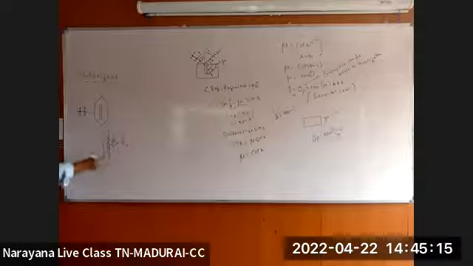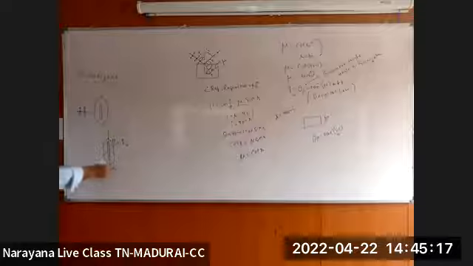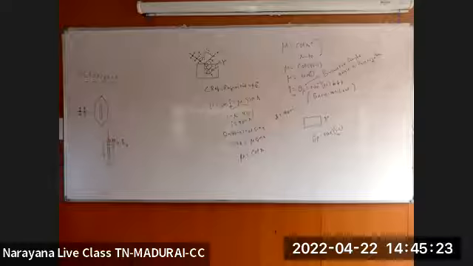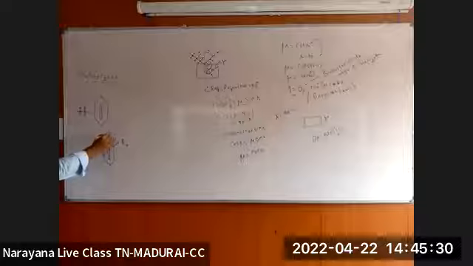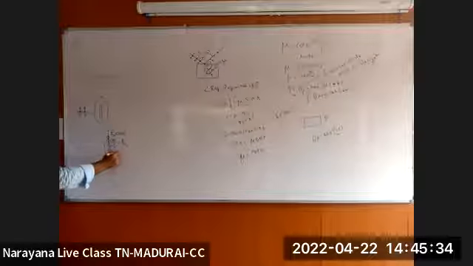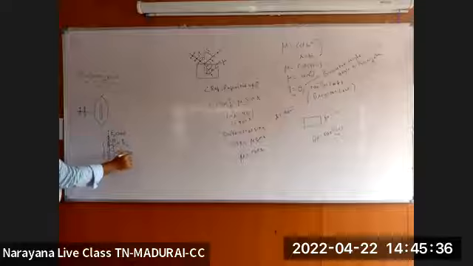For this slant incidence, what is the name of this incidence? Inclined incidence or slant incidence. How much fraction of component is coming out? E naught can be split into how many components? Tell me. One is E naught cosine of theta, and the other one is E naught sine of theta.